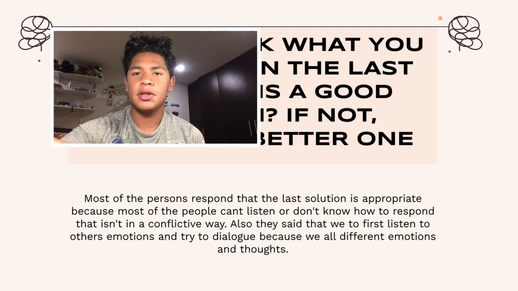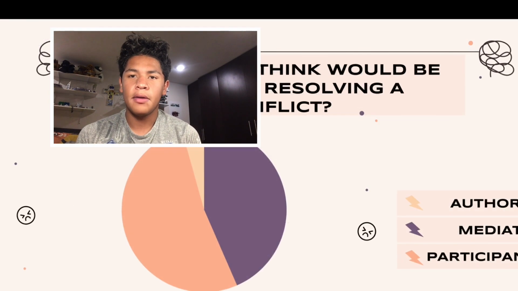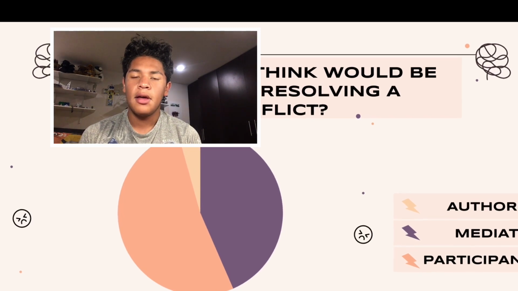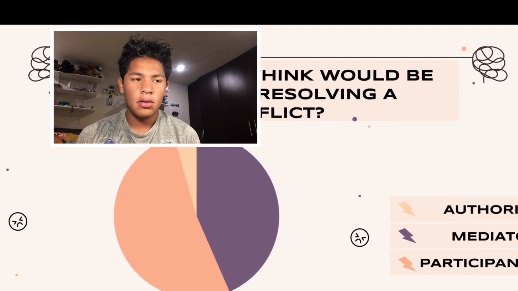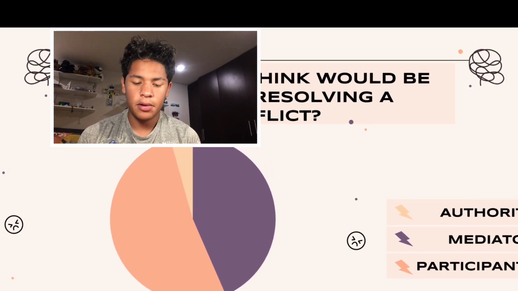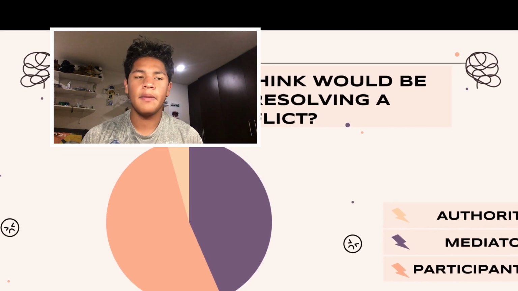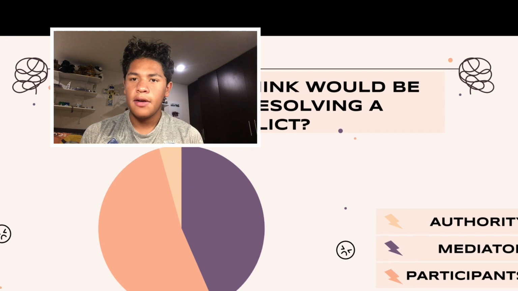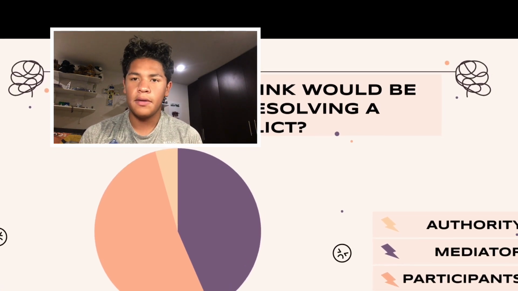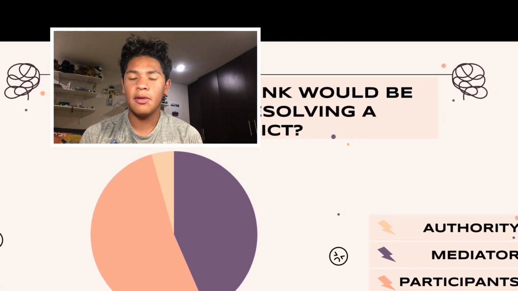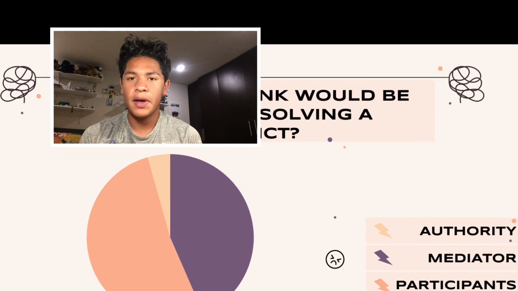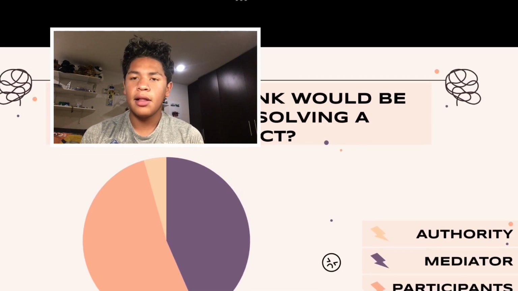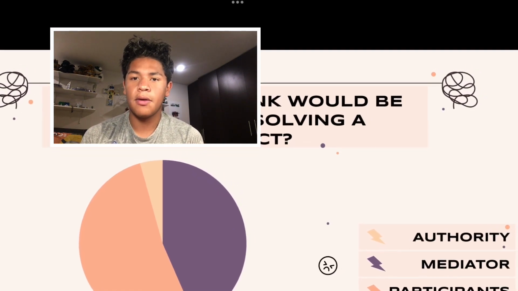Our next question is, who do you think would be better at resolving conflict? Most of the people said that the participants, the people that are involved in the conflict, are the best persons that can resolve the conflict. Another part of the survey said that with a mediator would be the best way to resolve a conflict, and a little amount of people said that with an authority.